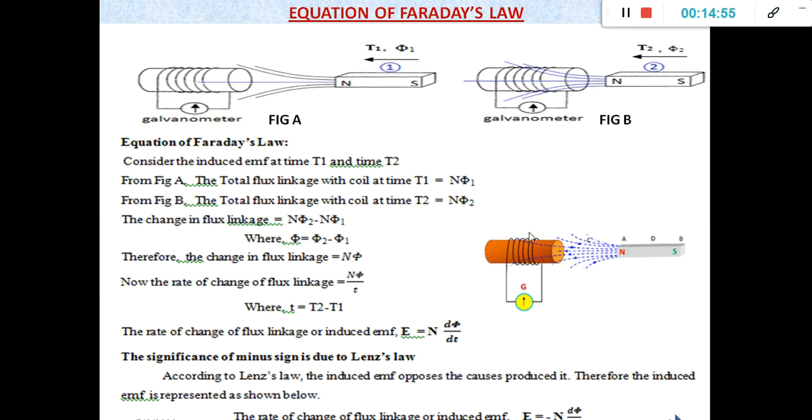And it is wound as a coil, and the two ends of the coil are connected to a galvanometer, and then one permanent magnet is moving towards the coil. If it is in this position, the galvanometer reads 0. When it moves towards the coil, the galvanometer moves in the clockwise direction, and when it moves away from the coil, the galvanometer moves in the anti-clockwise direction.